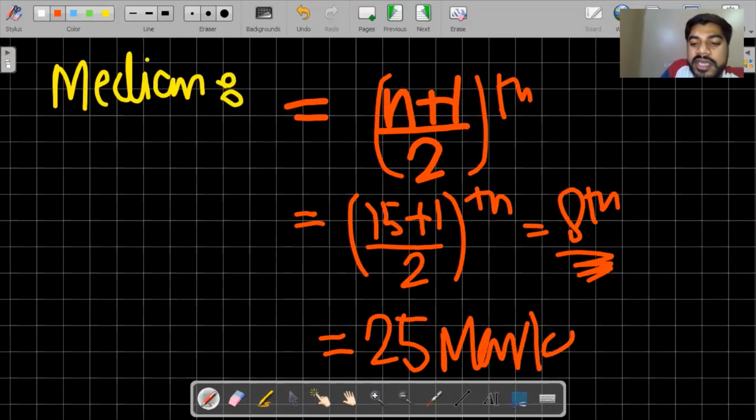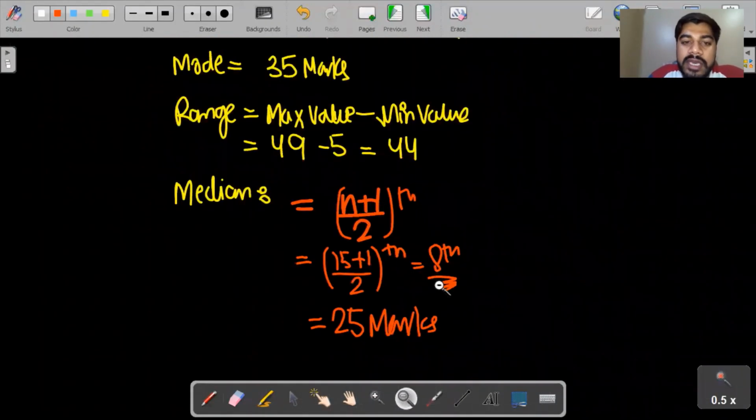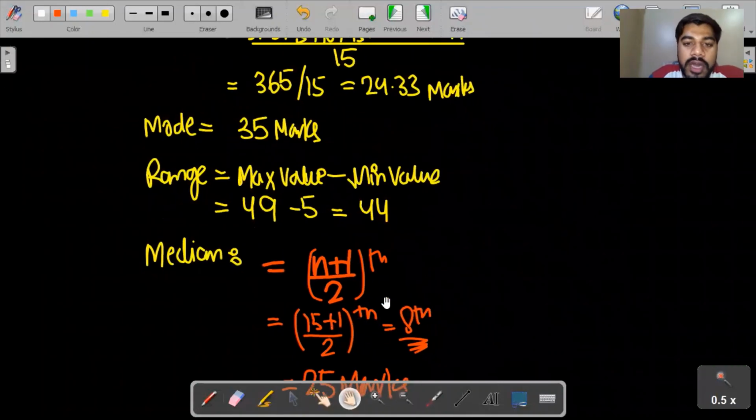Or if I just say it like that, the formula of median only and only tells you the value of the median term. It only tells you about the median term, not the value of the median. Once you are aware of the median term, you can simply find it. So yes, the median is 25 marks. First of all, you have to find the term, and then you have to read the value against it. So hopefully you are clear about finding mean, median, mode, and range for ungrouped data.